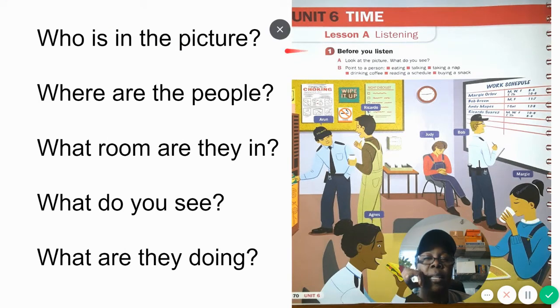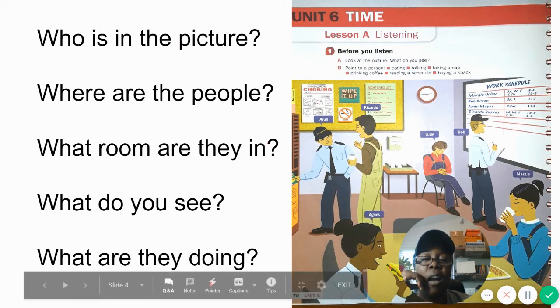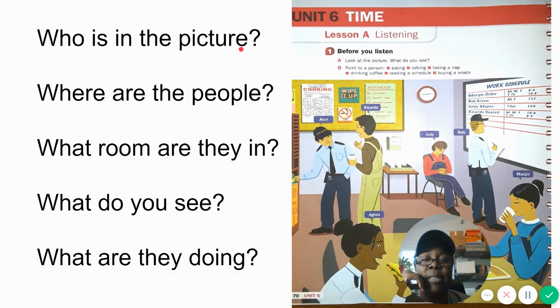All right, before we listen, let's look at this picture and talk about some of the things that we see. First of all, who is in the picture? Well, we have Arun, this guy right here. We also have Ricardo. We have Judy. Poor Judy, she looks like she's tired. She's taking a nap. We have Bob. Bob is working hard here. We've got Margie. And we've got Agnes.